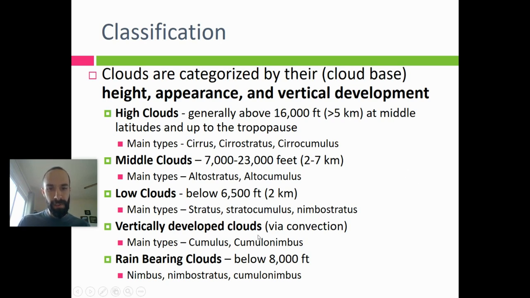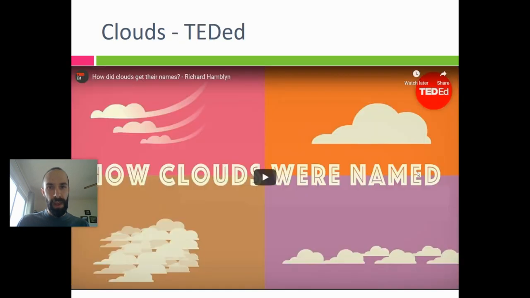Vertically developed clouds are called cumulus clouds. Rain-bearing clouds, the ones that are really dark on the bottom, those are called nimbus. They have a prefix or a suffix of nimbus or nimbo. Okay, so the guy in this video is the one that came up with these names, and you can watch that video separately.